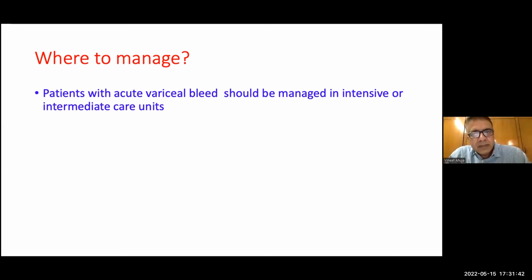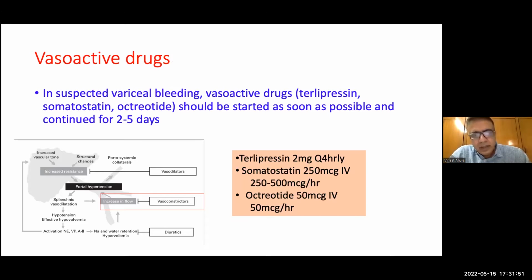Where are you going to manage such patients? Patients with acute variceal bleed should be managed in intensive or intermediate care units, because they have a high mortality. The mortality of variceal bleed is still 20 to 30%. Which drugs would you like to give? Even when you suspect variceal bleed and it has not been confirmed, you would like to start splanchnic vasoconstrictors, that is terlipressin, somatostatin, or octreotide. Why? Because in portal hypertension there is increased flow, and you use vasoconstrictors to decrease that flow. Once started, they should be continued for 2 to 5 days.